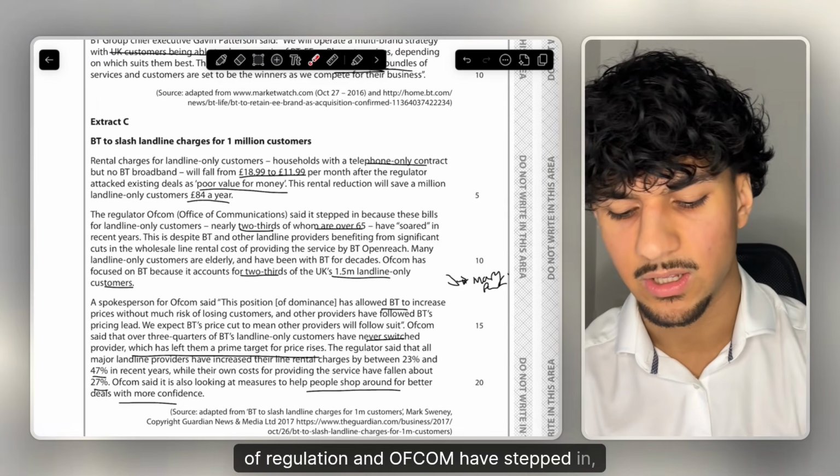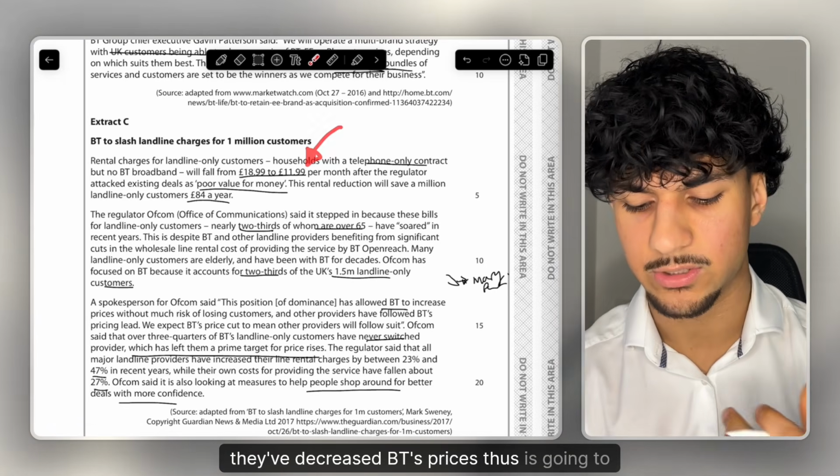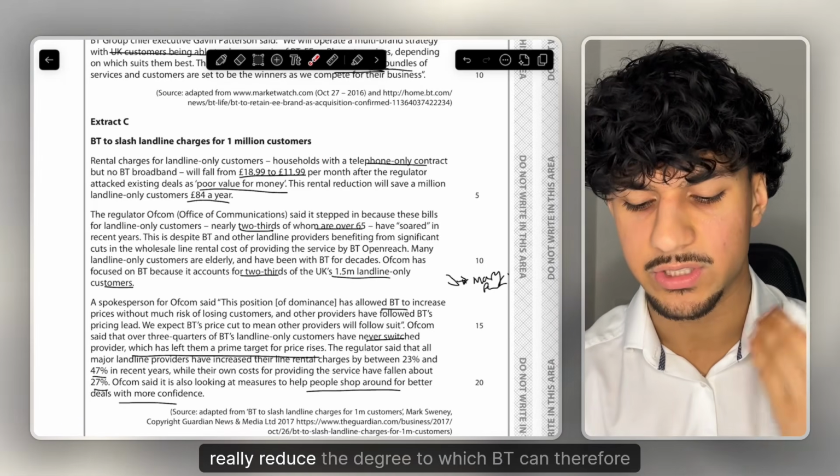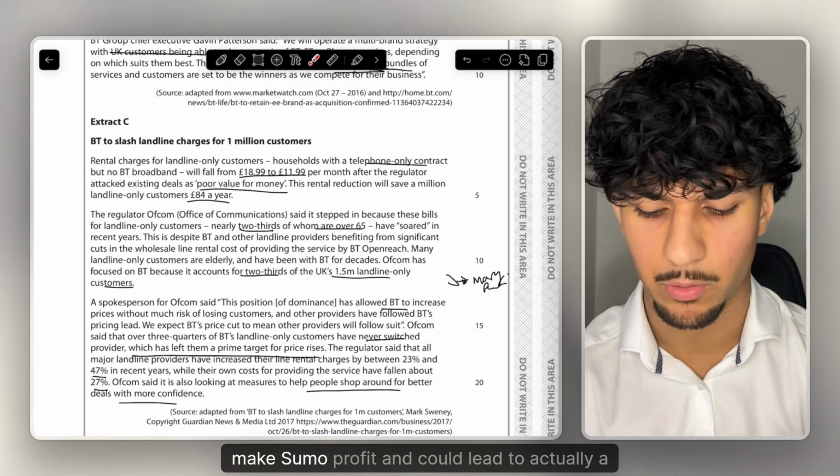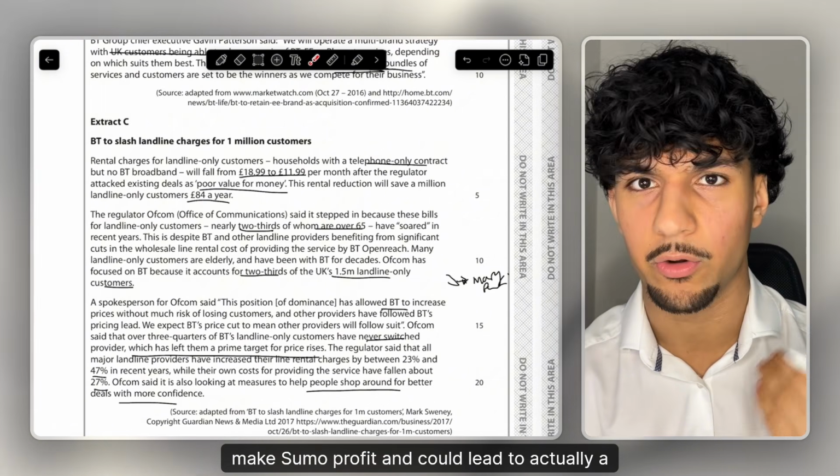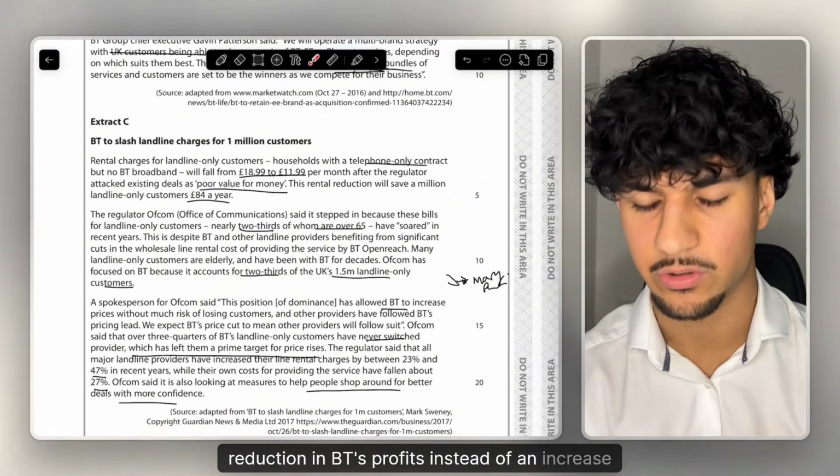As Ofcom have stepped in, they've decreased BT's prices. Thus, this is going to really reduce the degree to which BT can make supernormal profit, and could lead to actually a reduction in BT's profits instead of an increase in BT's profits.